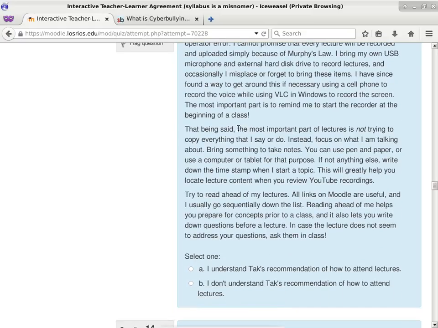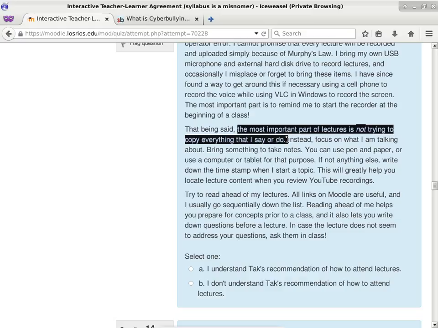However, the other side is that the most important part of a lecture is not to try to copy everything that I say or everything that I do, but to understand why I'm doing it, okay? The how part is important, but not as important as the why part, because once you understand the why, you will probably be able to do a Google search and find out how to do it. But it's the why part that is important.